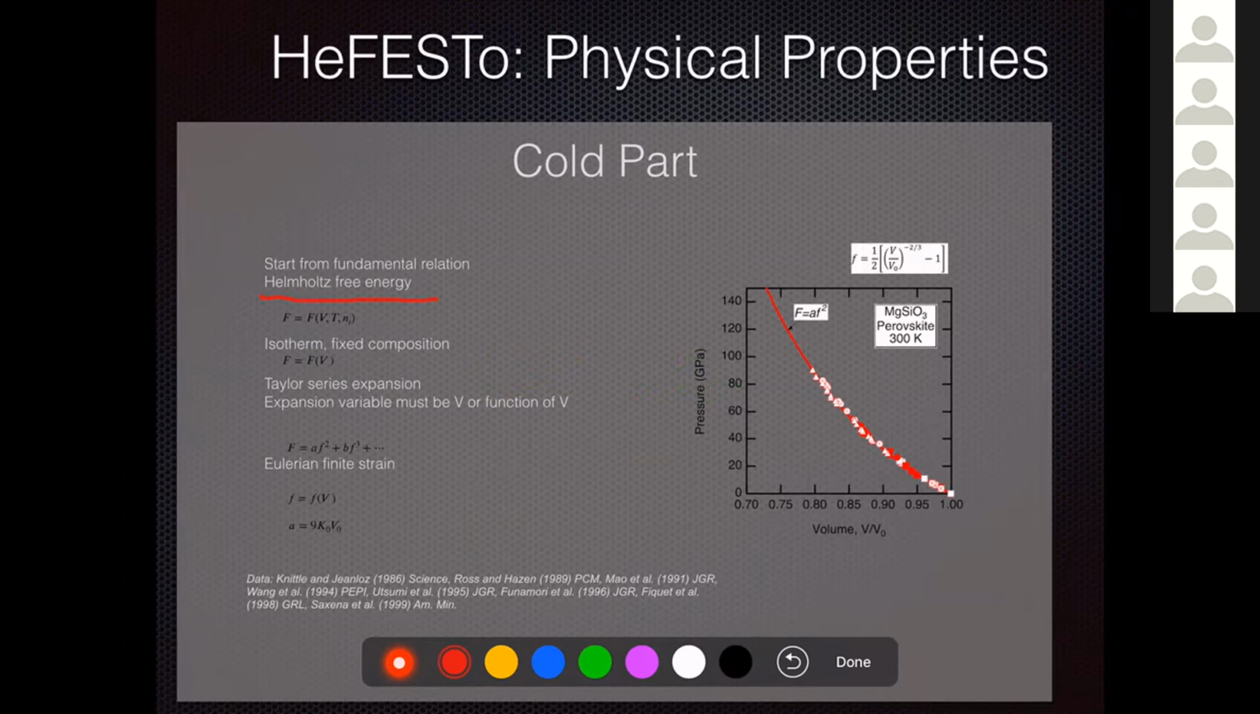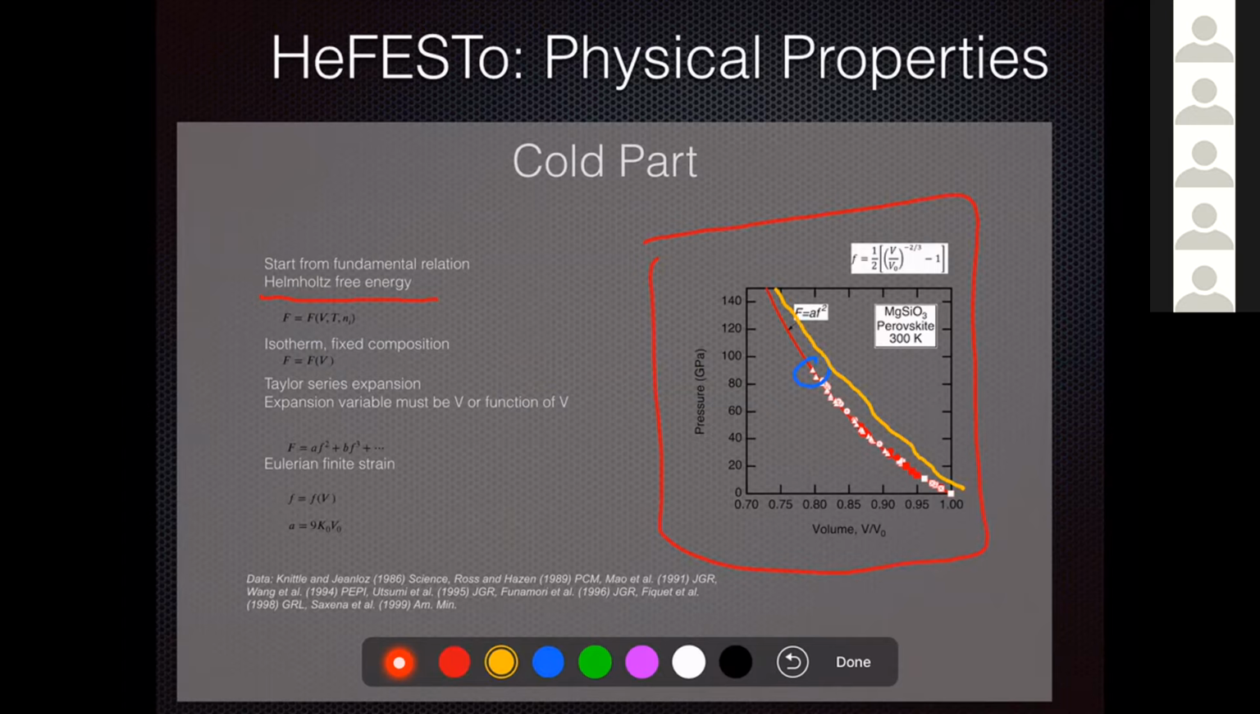So what you see in the picture here on the right is pressure as a function of volume. This is an equation of state for perovskite. For example, the symbols here are the data. This curve right here is not a fit to the data. This is the finite strain extrapolation from the zero pressure state, from the ambient state. And that's something that the code does really well.